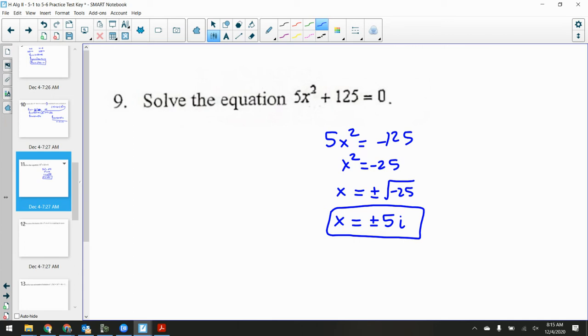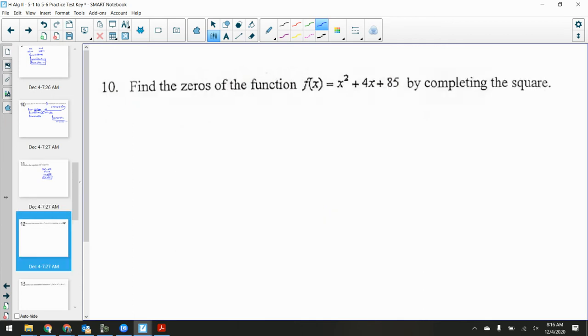Any questions about that? Okay, let's keep it rolling. Now, this is in contrast to problem number 8. Look, find the zeros by completing the square. This is when I want, here's my answer blank, x equals. This is when we can do something to both sides.